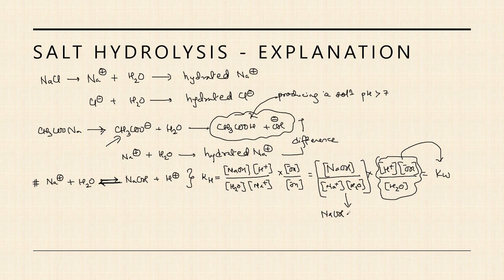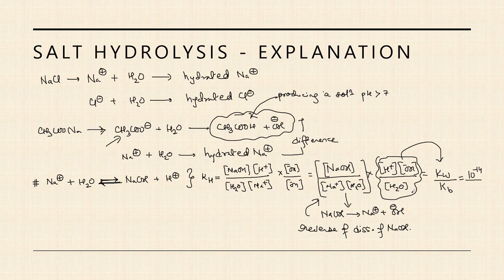If NaOH is dissociated, it will form Na plus plus OH minus. So this reaction looks like the reverse of dissociation of NaOH. So therefore what will the reverse be? If forward is written as Kb because it is the dissociation of a base, then the reverse will be Kw upon Kb. Now what is the value of Kw? 10 raised to minus 14. And what will be the value of Kb?